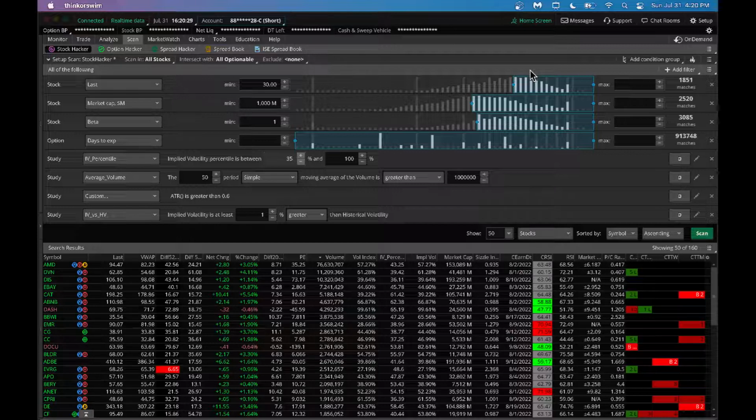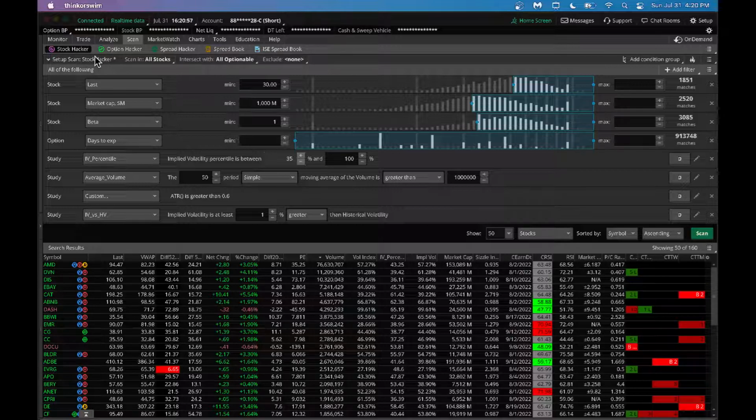Look, I'm on the Thinkorswim platform, which is one of my favorite platforms when it comes to options trading. In Thinkorswim, right now I'm on Stock Hacker. Stock Hacker is a very good tool. You can really hack the stocks and find the best stocks to sell call options, to sell put options, to buy call and put options. That's why I love this Stock Hacker.